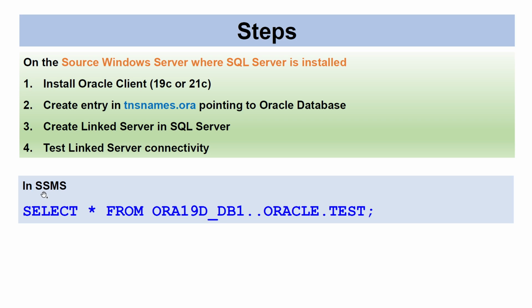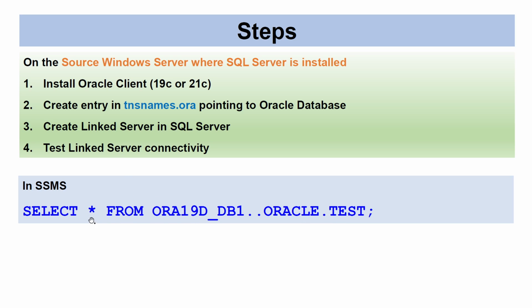Server database or using SSMS. To do that, you will say select star from the linked server name. So this is the linked server name, username, Oracle username, and the actual Oracle table. When you run this particular query in SSMS, it's going to go to this particular Oracle database and is going to retrieve the data from this test table.